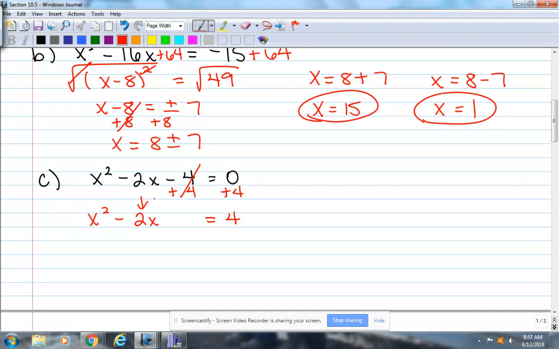What's half of negative 2? Negative 1. What's negative 1 squared? Positive 1. So you're going to add positive 1 to both sides. So the magic number we said was negative 1, right? So this is x minus 1 squared equals 5. Aw, decimals. Yuck. Square root both sides. Cancel, cancel. X minus 1 equals plus or minus the square root of 5.